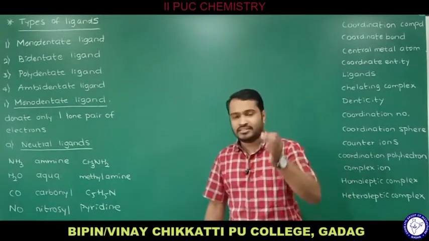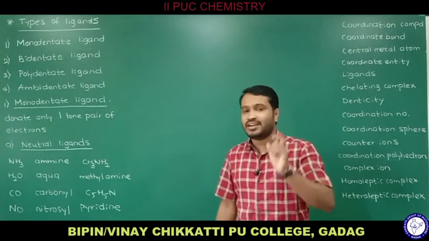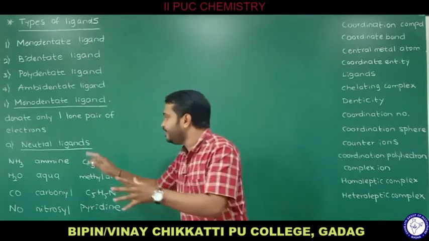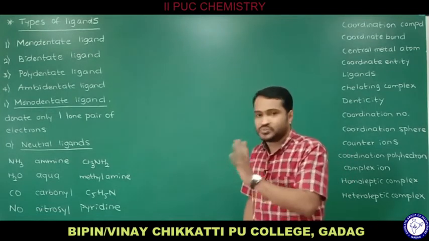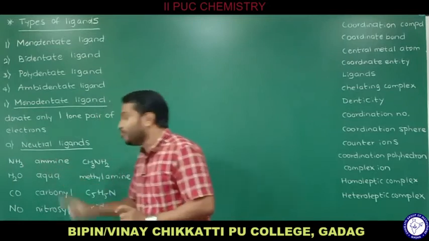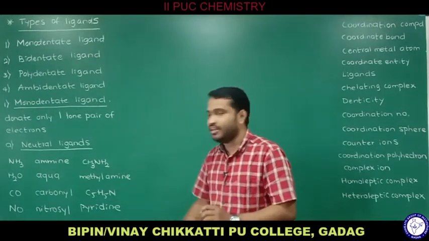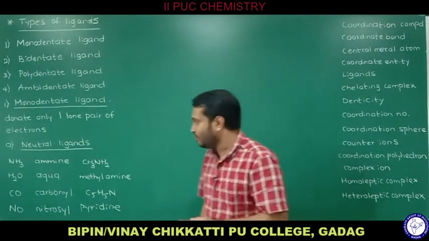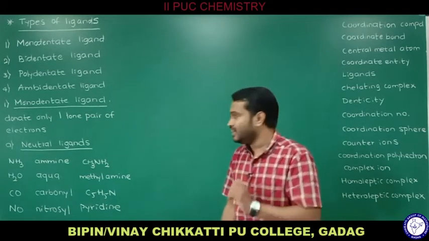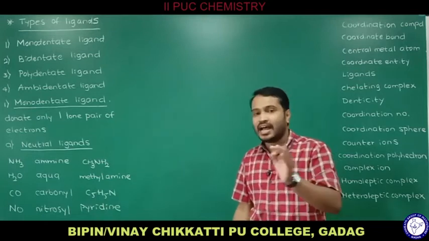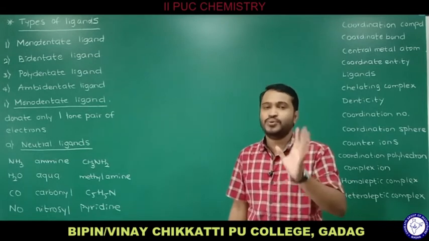So remember the symbols as well as the names, it is compulsory, because later we are discussing nomenclature. In the nomenclature I will be writing the formula and we are supposed to write the names. So you need to know the symbol as well as the names. Remember that NH3 we call amine, all these are ligands. NH3 amine, H2O aqua, CO carbonyl, NO nitrosyl, CH3NH2 methylamine, C5H5N pyridine. So all these belong to neutral ligands.